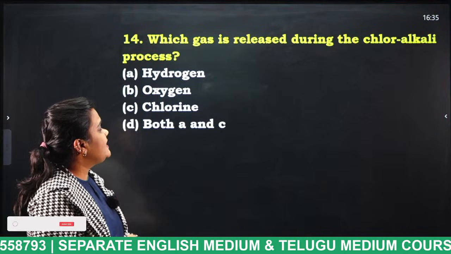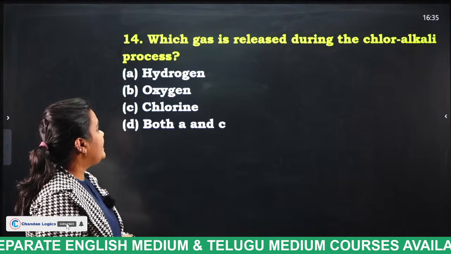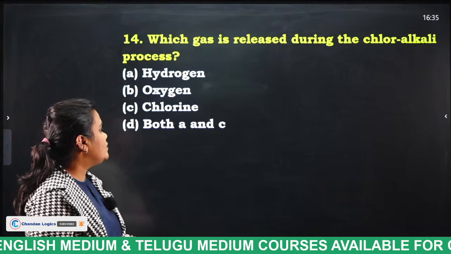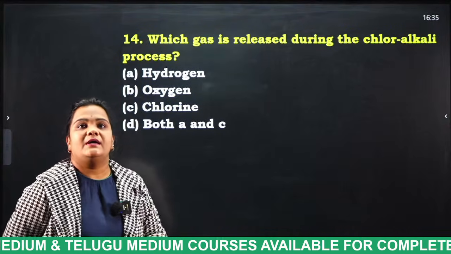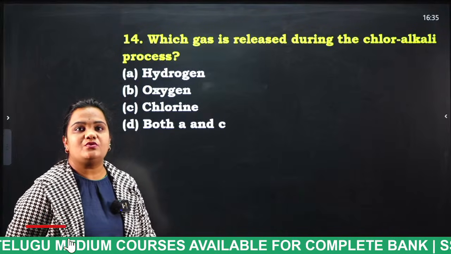Which gas is released during the Chlor-alkali process? Hydrogen, oxygen, chlorine, both A and C. Now tell me the answer for these questions, students.